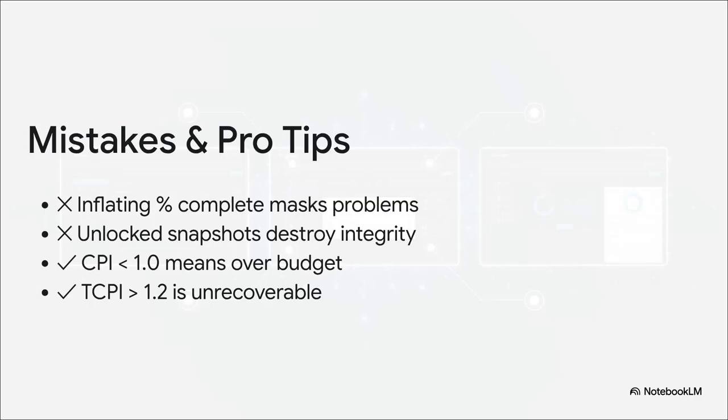Okay, quick reality check before we move on to quality. A really common mistake here is inflating your % complete just to make things look good for stakeholders. Don't do it. It just masks real problems. Also, never leave a gate unlocked. As a pro tip, keep a very close eye on your early warning signals. A CPI under 1.0 means you're already bleeding budget. And pay special attention to your To-Complete Performance Index, or TCPI. If that number creeps over 1.2, mathematically speaking, your current budget is basically unrecoverable.